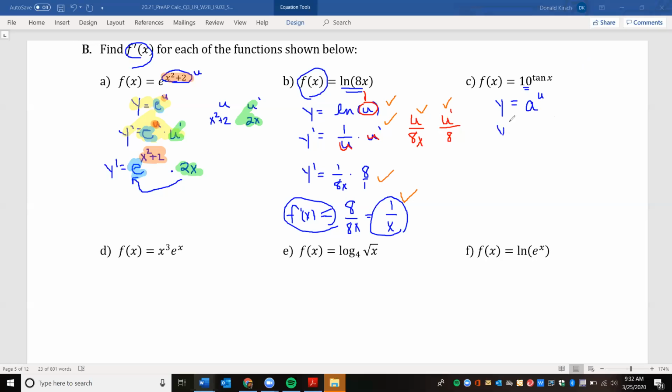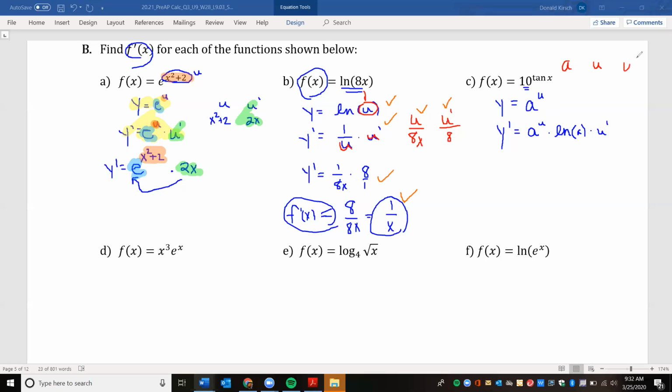So we can't just move down the u and subtract 1 from that if the base is a number. What we have to do is the following formula. So y prime equals a to the u times the natural log of a times u prime. So there's a lot of things that we need in this problem. Let's identify what those things are. We need an a and a u, and we need a u prime.